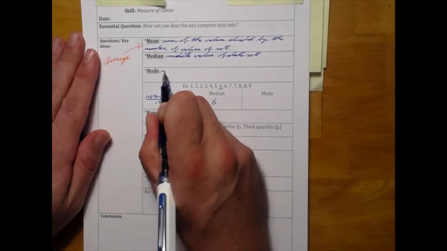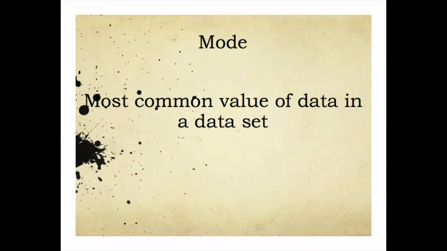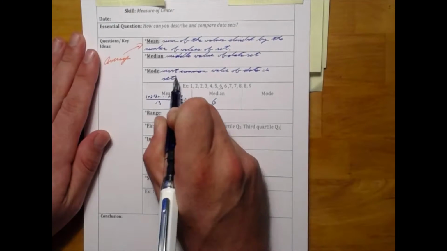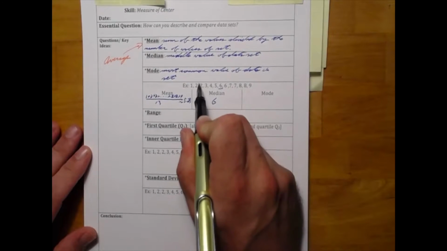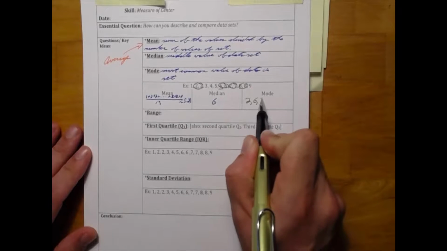Mode is the most common value in the data set. In the example, when we look for the mode, we see that 2, 6, 7, and 8 all appear 2 times, so they are all the mode of that data set.